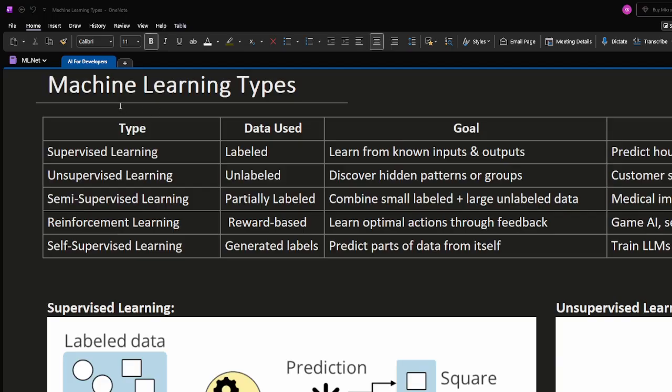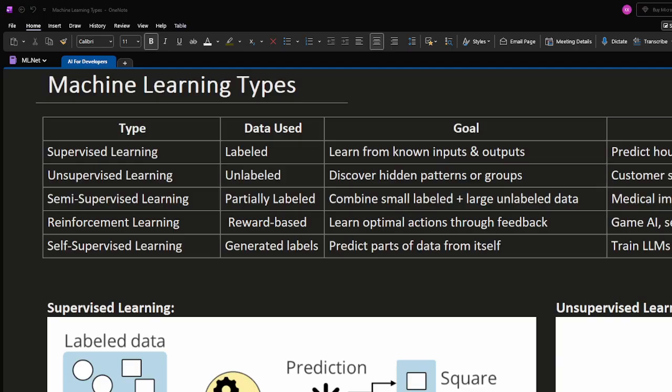Here you can see machine learning divided into some segments: supervised learning, unsupervised learning, semi-supervised, reinforcement, and self-supervised. Don't be confused. I will explain each topic in a very detailed way. First, we will try to understand what exactly those terms mean, and then we will move to the practical. In supervised learning, we work with labeled data. What it means by labeled data, I will explain this also. In supervised learning, the main goal of these algorithms is they learn from known input and output.